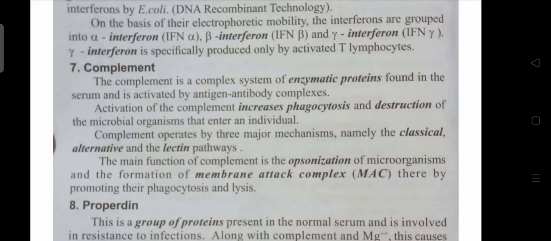Okay, I will be adding extra points so you can note it down. The main function of complement is opsonization and the formation of membrane attack complex, MAC, thereby promoting phagocytosis and lysis. So these are the functions of the complement system: how they get activated, and when they get activated, they will increase phagocytosis. They contain three important pathways, and the main function is opsonization, formation of MAC, and promoting phagocytosis and lysis.